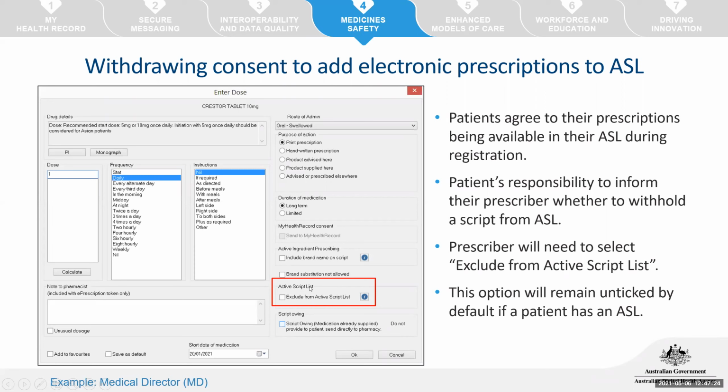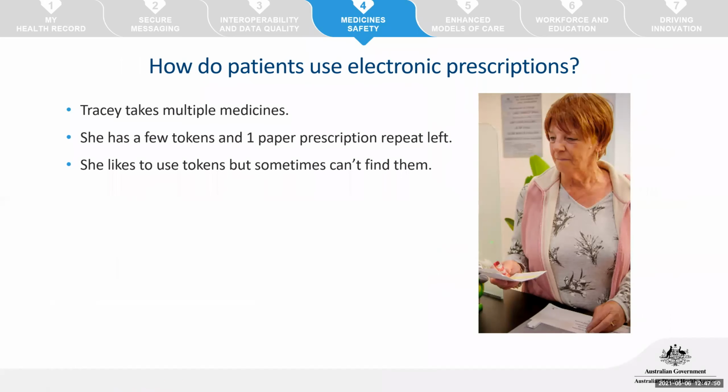Now, this box is unchecked by default because, as I said, the default setting is for electronic prescriptions to go up. And so the individual does need to ensure that they inform the prescriber or the pharmacist and make it known that they don't want their prescription to be added to the active script list. Okay, so let's now have a look at a short patient example of an individual using an active script list.